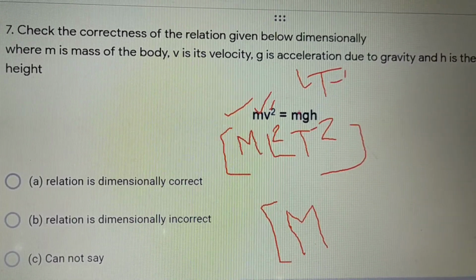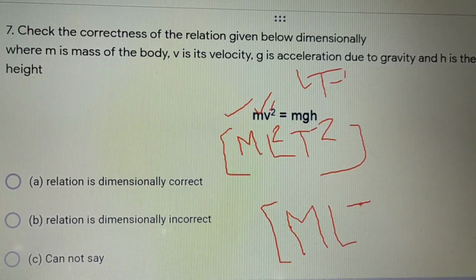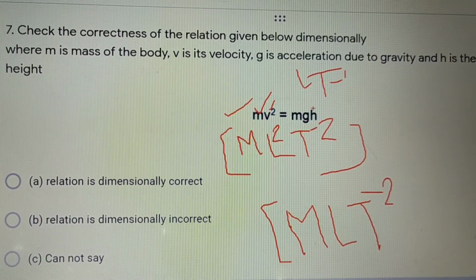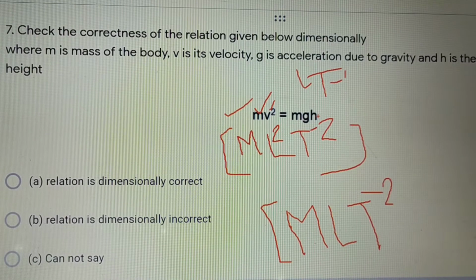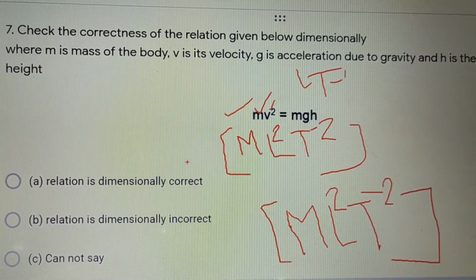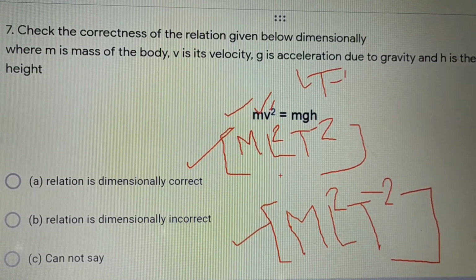g is acceleration due to gravity, and we take the dimensions of acceleration as L t minus 2. Here we also have h, the height, measured in meters, so for meter we write L. One L and the other L, so we can write it here as L square. So this is the dimension for the left hand side, and this is the dimension for the right hand side. You can see both dimensions are the same, so we can say the relation given to us is dimensionally correct.